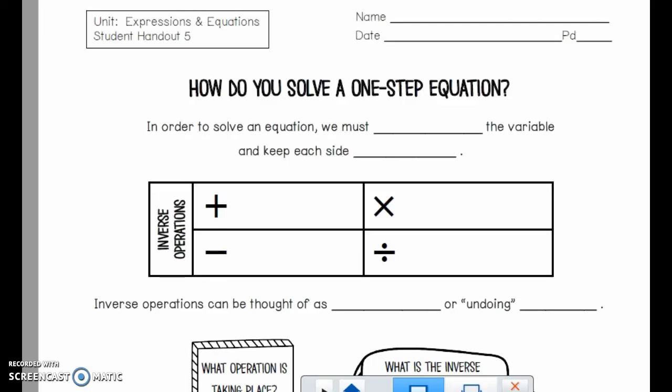Hello, today we are going to talk about solving a one-step equation. This is actually mostly review from last year in 6th grade. The only difference is now we're throwing in some negatives.